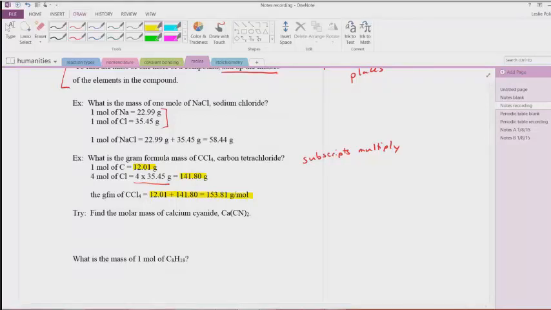Now, adding molar masses is very, very important because we're going to use it in a lot of different applications. So here are 2 for you to try. Pause this and try it, and then check yourself. We've got calcium, 40.08. We've got carbon, 12.01, but that subscript of 2 distributes. So we have 2.